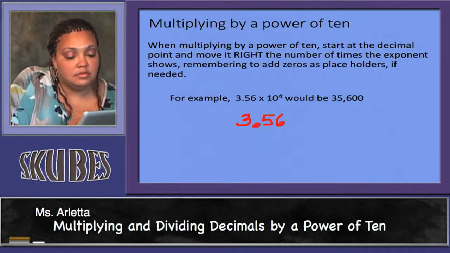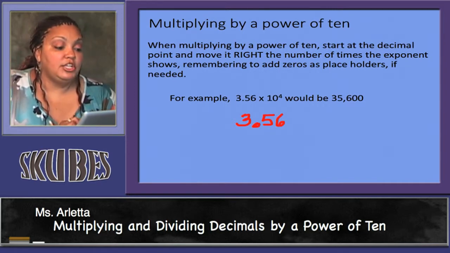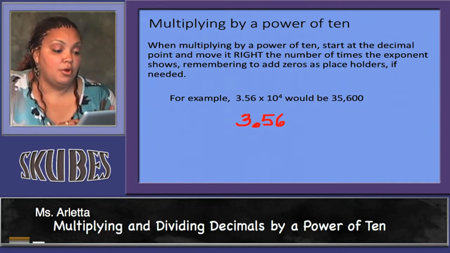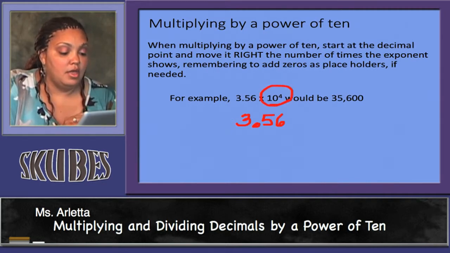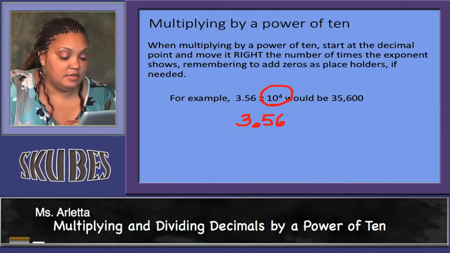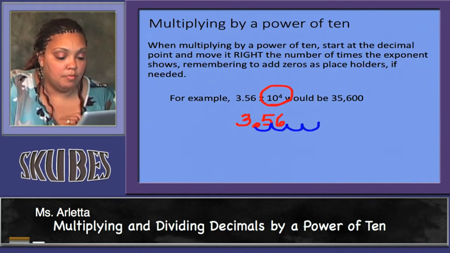3.56. In the directions, it tells you to start at the decimal point and move it to the right the number of spaces the exponent shows. Right here, our exponent shows 4 spaces, 10 to the 4, which means I'll start at the decimal point here and I will move it 4 spaces to the right because it is multiplication. 1, 2, 3, and 4.